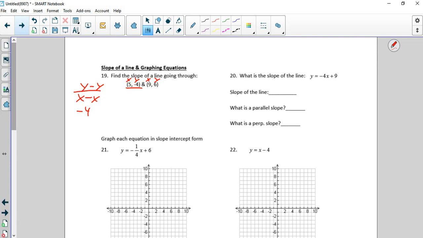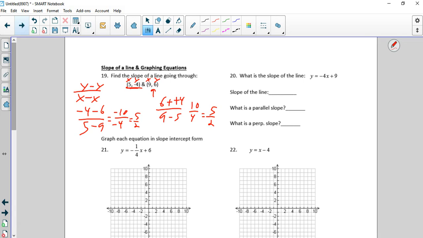So don't make that mistake. So -6 over, I'm going back to my first one, 5 minus 9. That's -10 over -4, which is a positive 5 over 2. But remember, if I wanted to, I could start with this one and do 6 minus -4 over 9 minus 5. Well, remember, we end up adding here, and that gives us 10 over 4, which again reduces to 5 over 2.